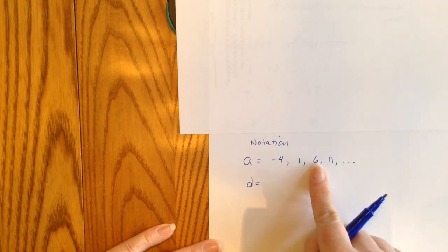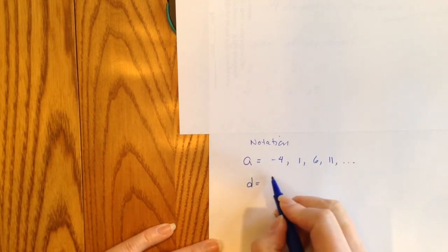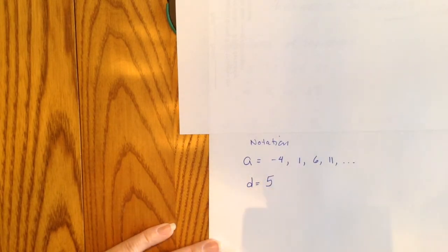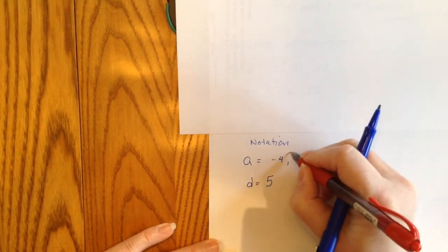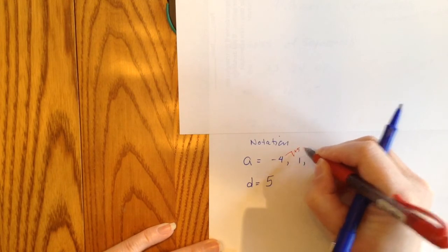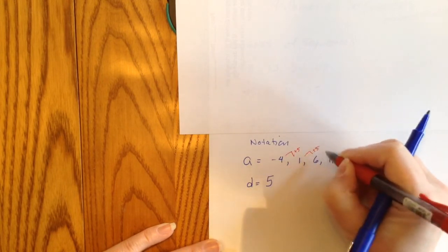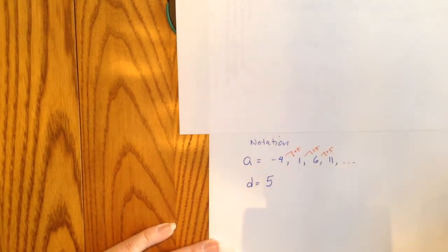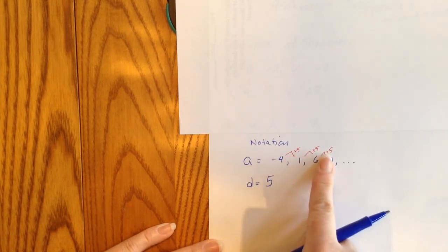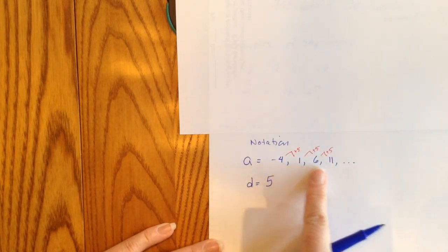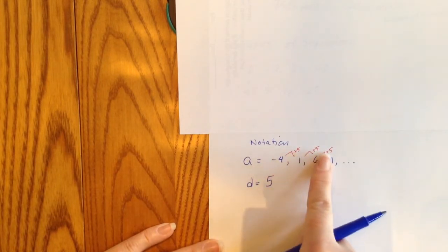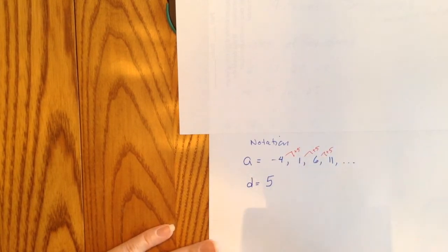11 minus 6 is indeed 5. So, just so we're clear, this is the D value. The D value is not necessarily in the sequence, it's what's up here. It could be in the sequence, but it might not be.